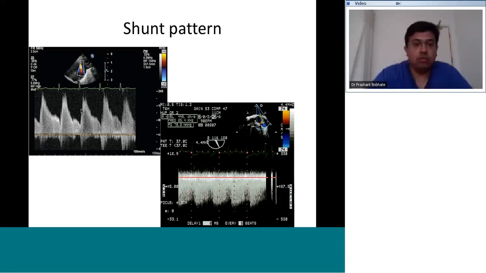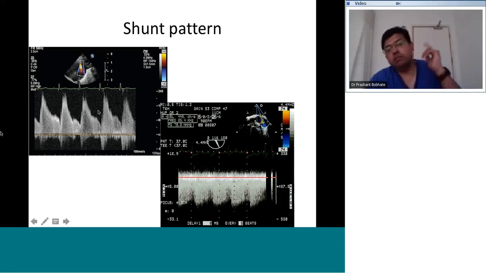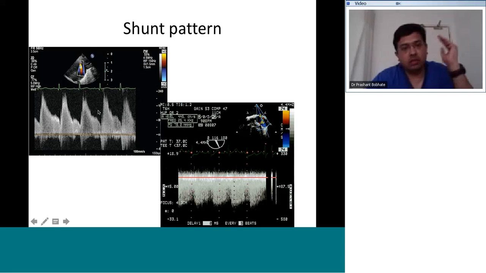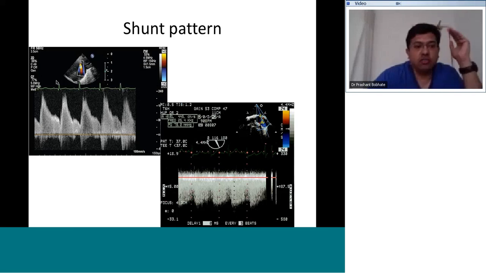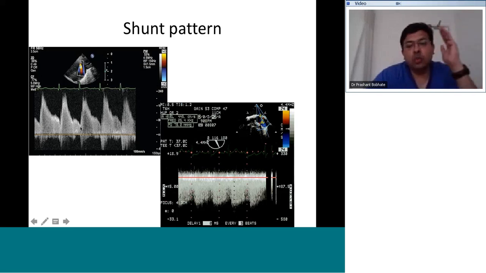So somebody is saying the first is a small PDA. Again, if you see, the pressure gradient is smaller than the previous one. I do agree, it is smaller than the previous one. There is flow in systole as well as in diastole.